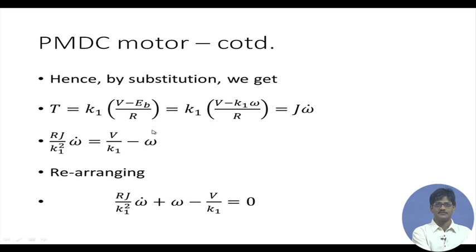After we substitute, we are simply substituting I, the value of I equal to V minus EB by R, and from EB we are getting k1 omega, and then we are utilizing the last equation that we discussed, equal to J omega dot. So that finally, after rearranging, we get a differential equation which describes the dependence of angular speed on the initial conditions, that means the impressed voltage and armature constant, etc.